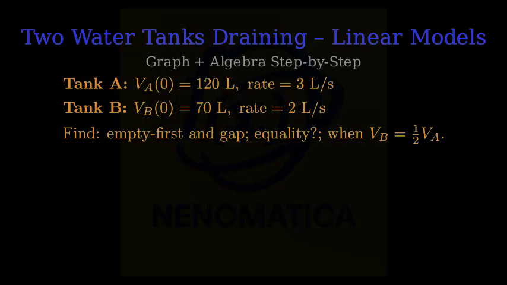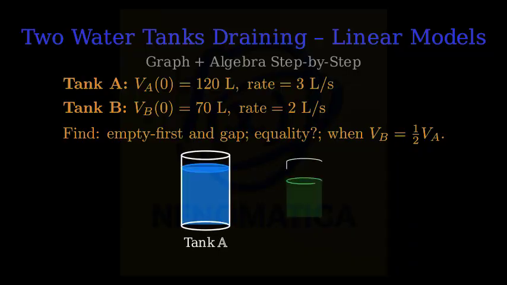Check if the volumes ever become equal while both contain water. And finally, find the time when the volume in tank B is half the volume in tank A. To build intuition, let us visualize both tanks. Tank A is larger at the start, tank B is smaller. Both drain steadily and linearly with time.